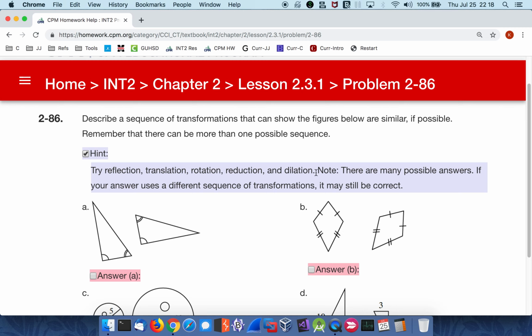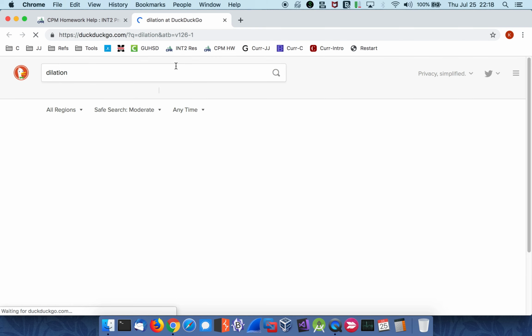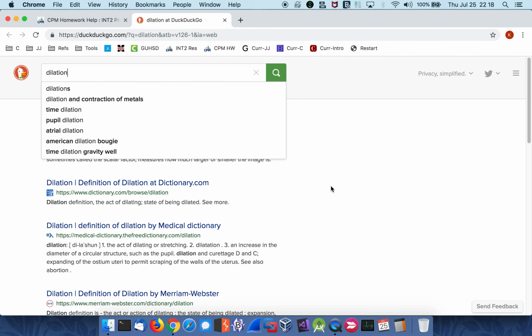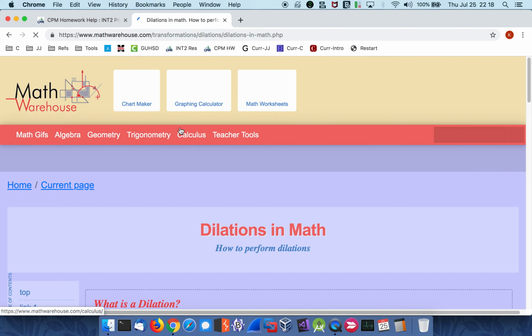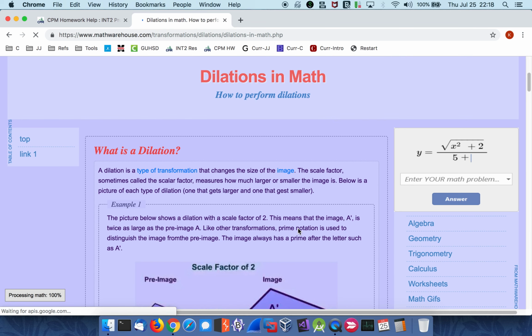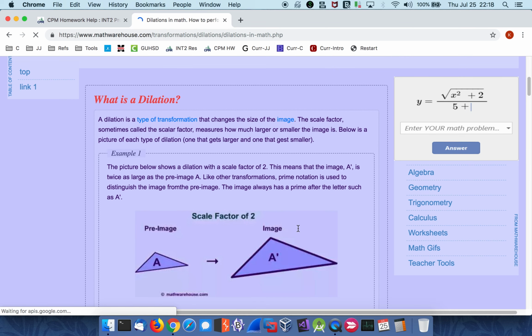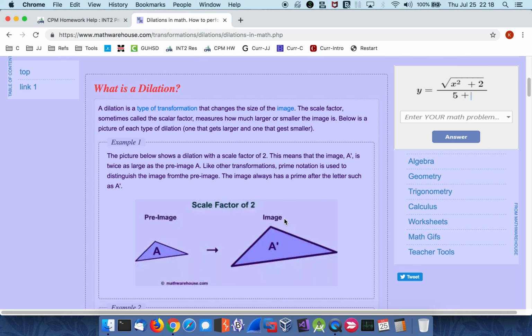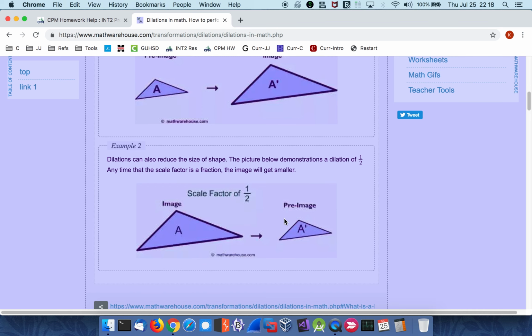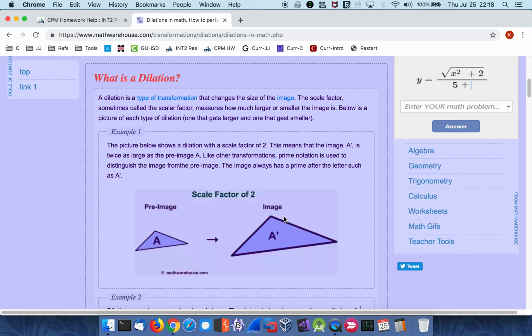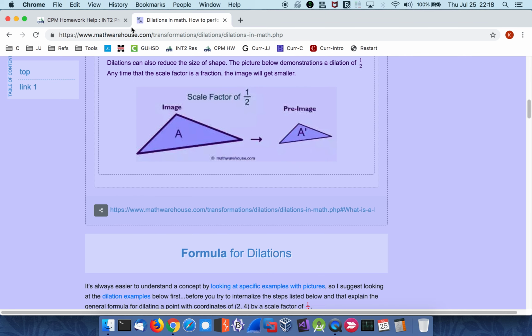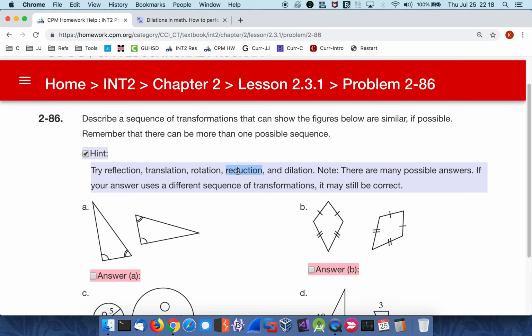What the heck is dilation? Dilation in math. How to perform a dilation. It is a type of transformation that changes the size of the image. The scale factor measures a dilation with a factor of 2. It can also reduce. Okay, so dilation is apparently a fancy term for scaling an image up or scaling an image down. Okay, so then what the heck is reduction?